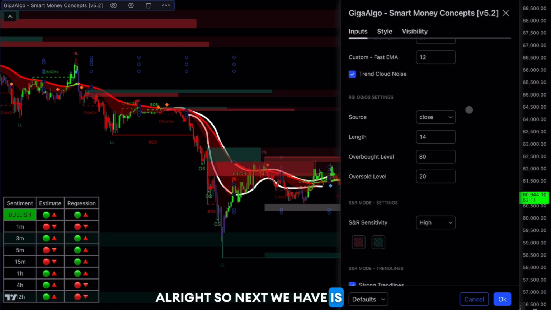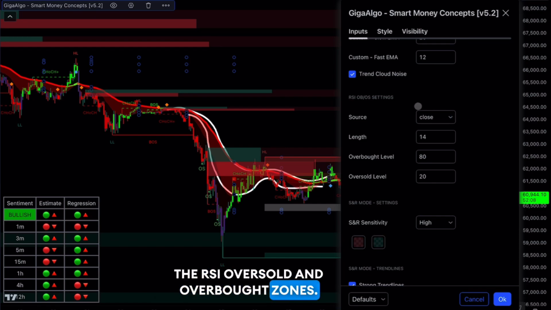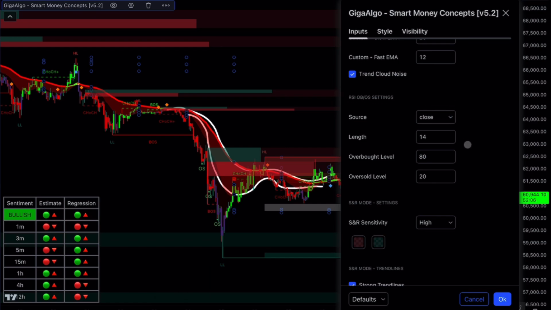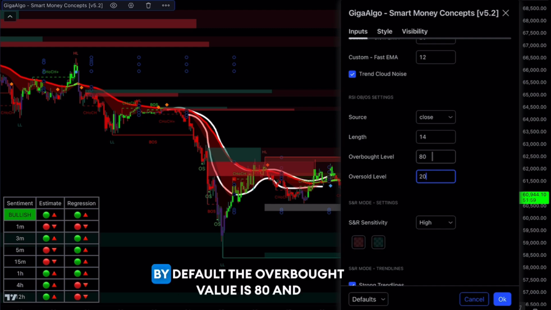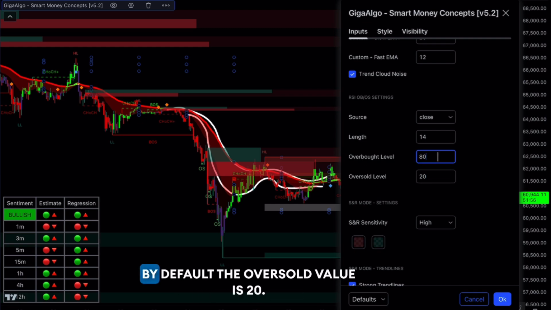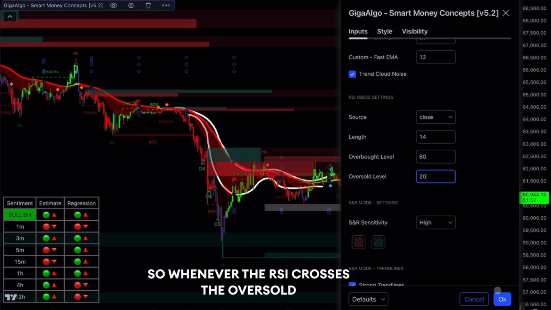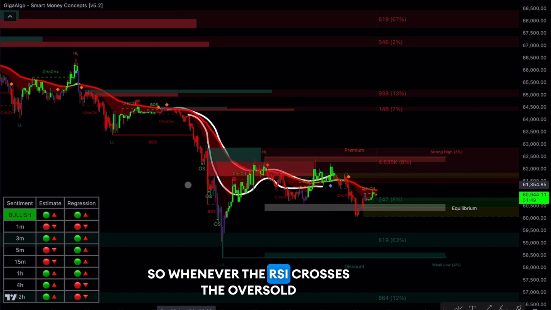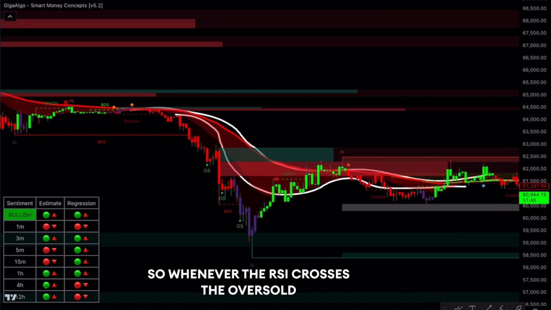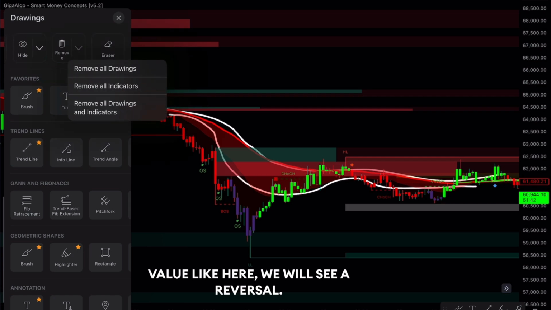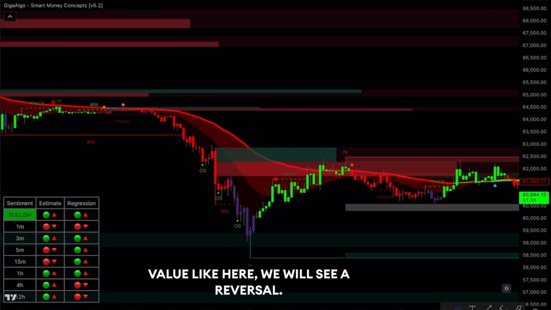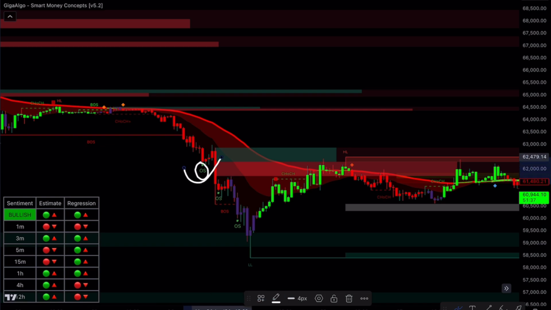Alright, so next we have the RSI oversold and overbought zones. We can check the oversold and overbought values. By default, the overbought value is 80 and the oversold value is 20. So whenever the RSI crosses the oversold value, like here, we will see a reversal.